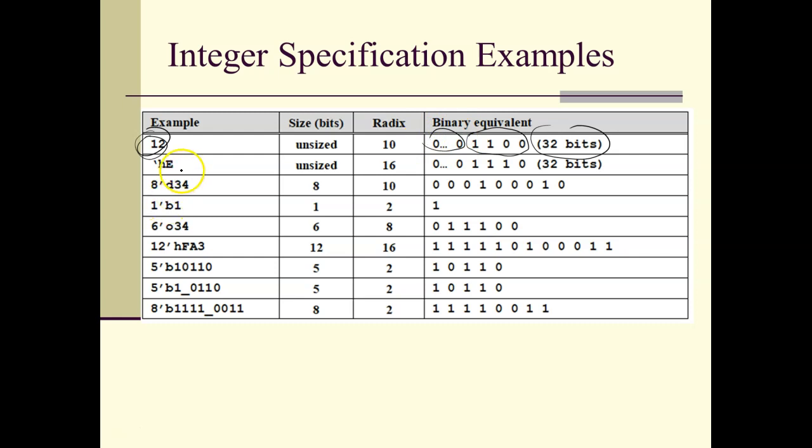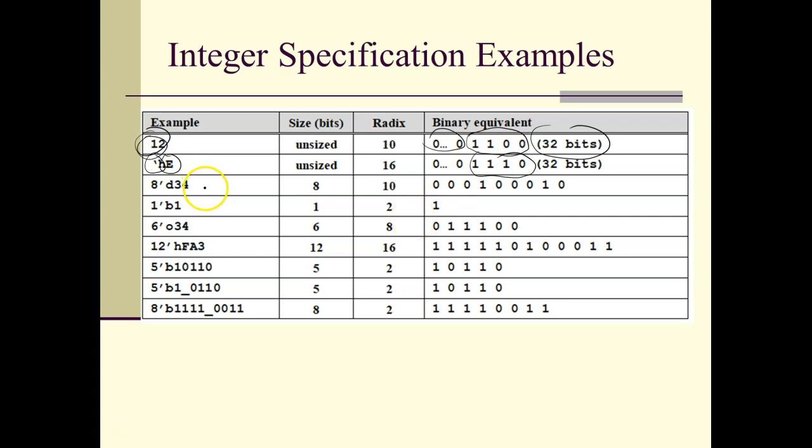So this is also hexadecimal. I'm using the tick notation here. The H stands for hexadecimal. I didn't specify the size, so once again it defaults to 32 bits. And here's the E right here, which is 1110, etc., etc.